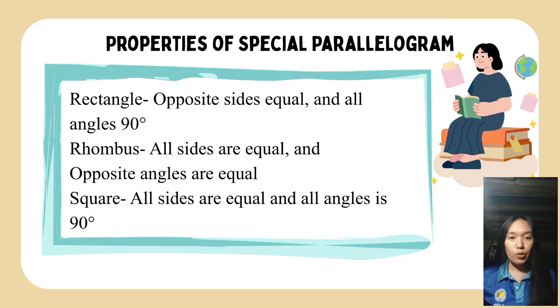Next is rhombus. A rhombus is a four-sided polygon with all sides equal and opposite sides parallel. Opposite angles are equal and its diagonals bisect each other at right angles. Lastly is square. A square is a four-sided polygon with all sides equal and all angles 90 degrees. Its opposite sides are parallel and diagonals are equal, bisecting each other at right angles.